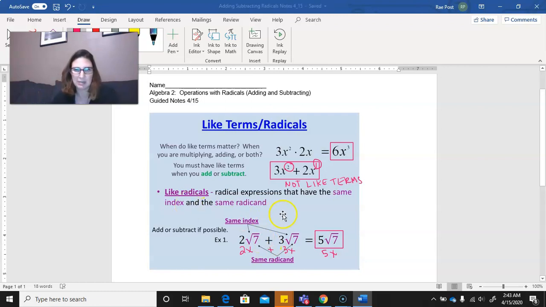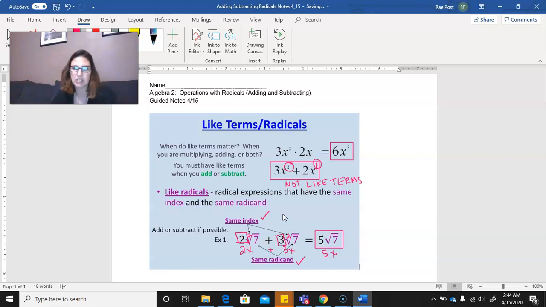Make sure that it has the same index. These are both square roots, right? So just make sure they're both square roots or cube roots or fourth roots or whatever. You can add them. You're only adding up the coefficients. You're only adding up the coefficient here with the coefficient here. So 2 plus 3 is 5. So it's 5 times the square root of 7. That's it. So make sure they have the same index and make sure that they have the same radicand.